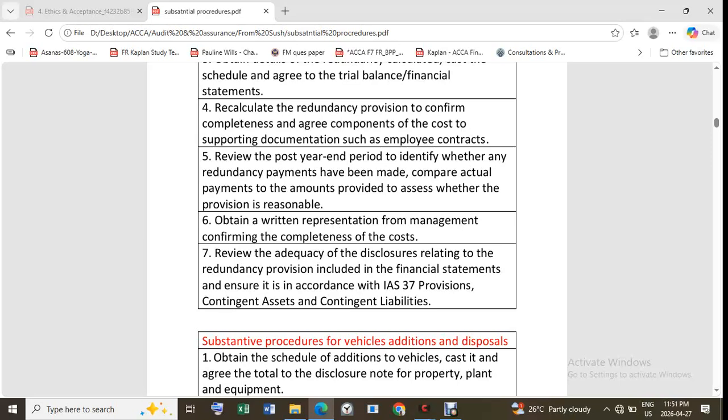Review the adequacy of the disclosure relating to the redundancy provision included in the financial statement, and ensure it is in accordance with IAS 37 provision, contingent assets and contingent liability.